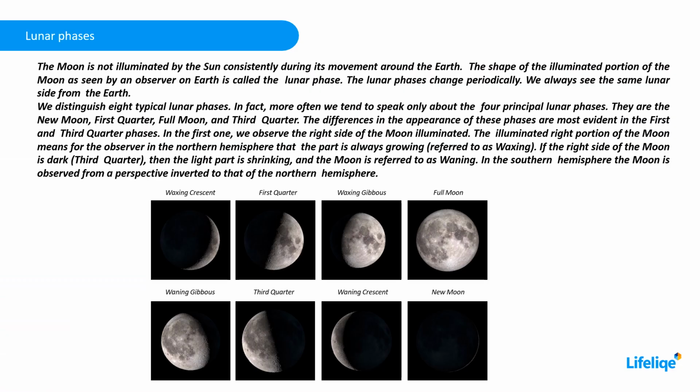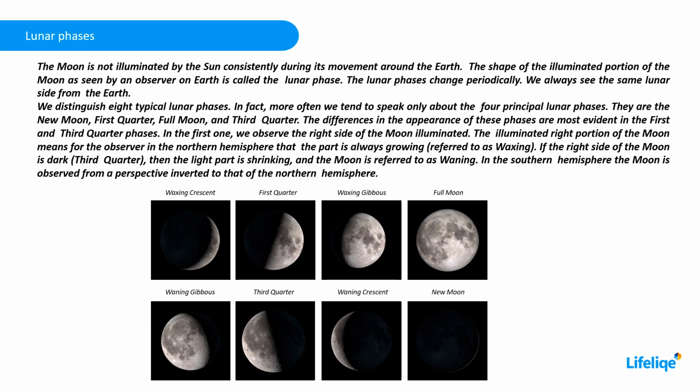Lunar phases. The moon is not illuminated by the sun consistently during its movement around the earth. The shape of the illuminated portion of the moon as seen by the observer on earth is called the lunar phase. The lunar phases change periodically. We always see the same lunar side from the earth. We distinguish 8 typical lunar phases. In fact, more often we tend to speak only about the 4 principal lunar phases.